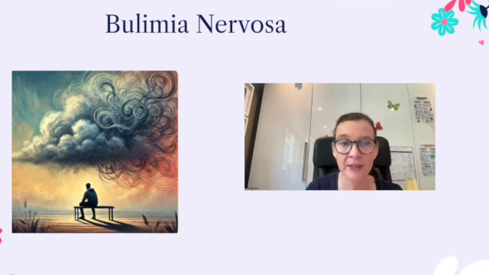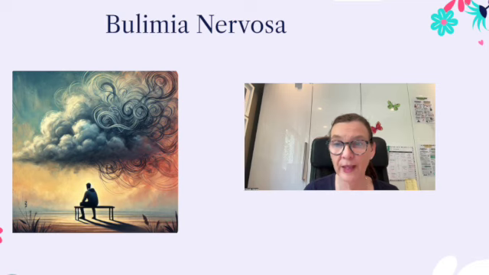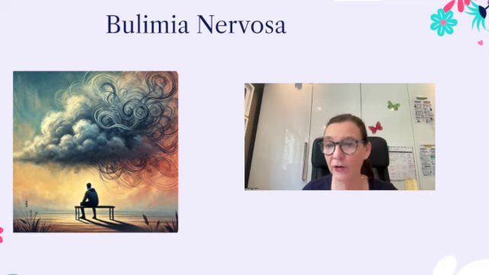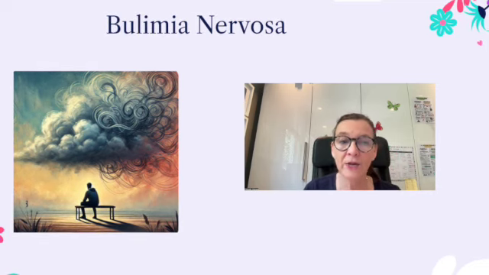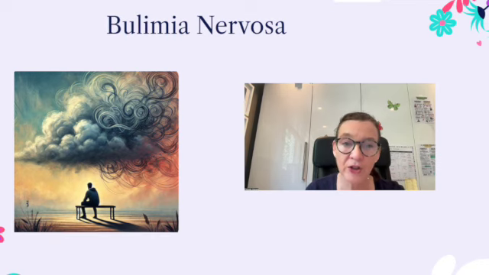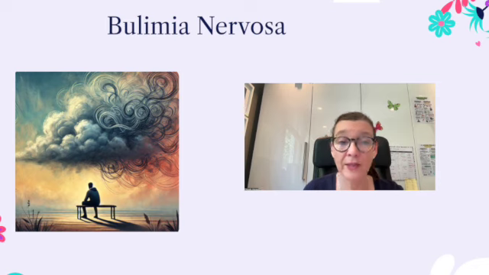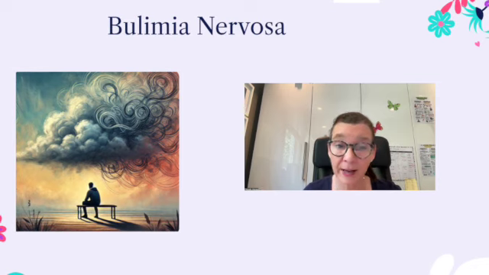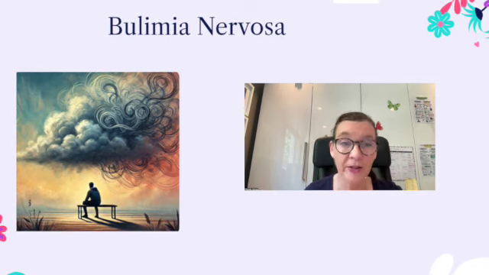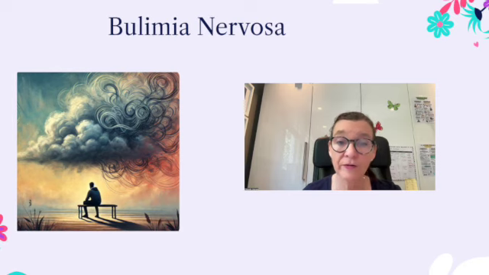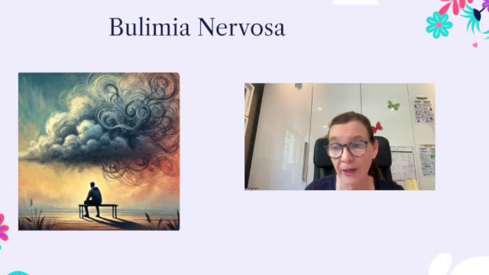Let's look at the symptoms. So we're going to look at them across the board like we did with anorexia: physical, behavioral, and cognitive. Let's start with the physical. The physical symptoms include fluctuations in weight, though many individuals maintain a weight within the normal range. Bulimia can cause electrolyte imbalances, which are dangerous and can affect the heart. You may also see dental erosion from frequent vomiting and gastrointestinal problems like acid reflux or stomach pain.